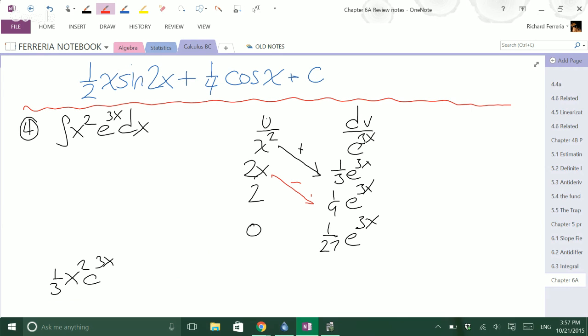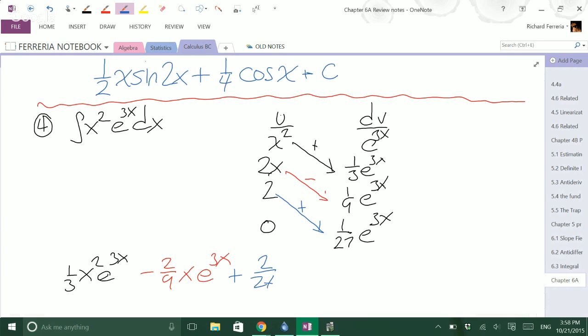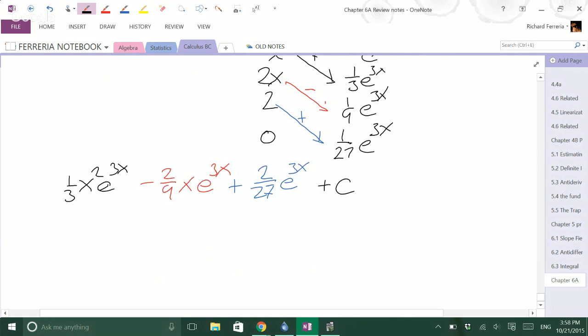Negative. Minus 2/9 x e to the 3x. Positive. Plus 2/27 e to the 3x plus constant. That's perfect.